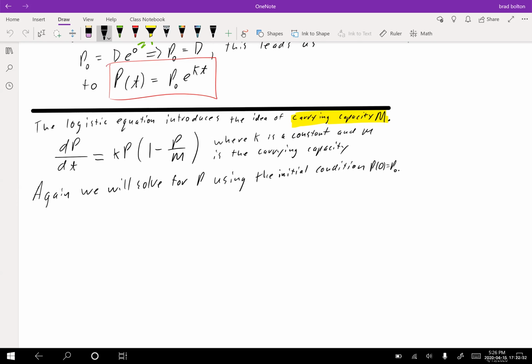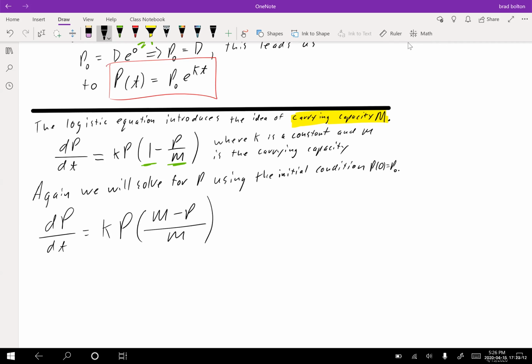So let's first make these have common denominators, right? So this would be dP/dt equals k times P times M minus P, all over M, right? However, we could now separate this and get all the P's on one side. I'm going to keep the k with the dt.